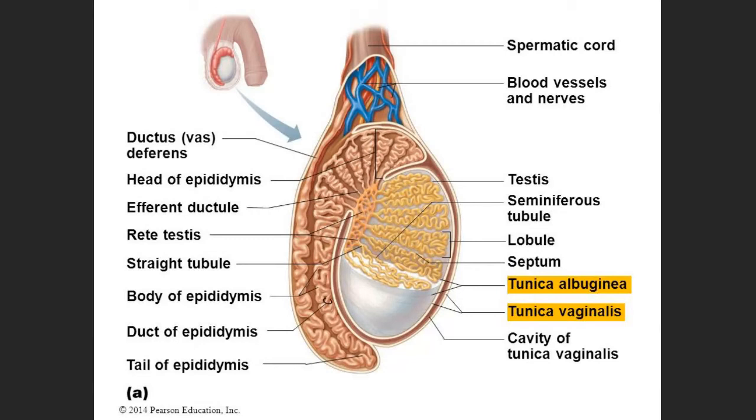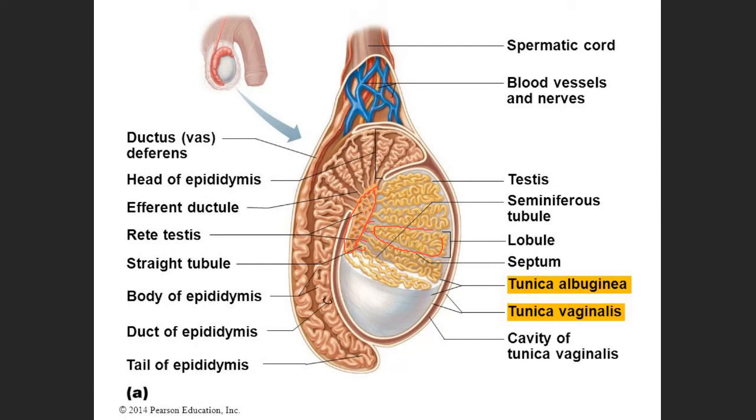We see the seminiferous tubules converge within the testes at a straight tubule. So we see the seminiferous tubules arranged in these lobule structures, which funnel into our straight tubule. Those are going to drain into our rete testis structures. Continuous flow, we go from the rete testis into the epididymis.